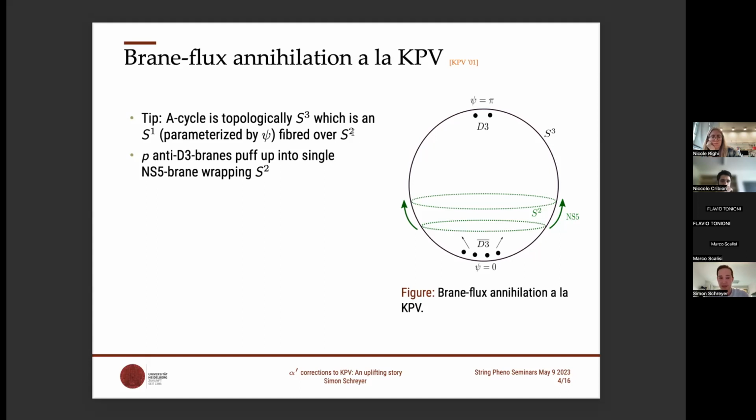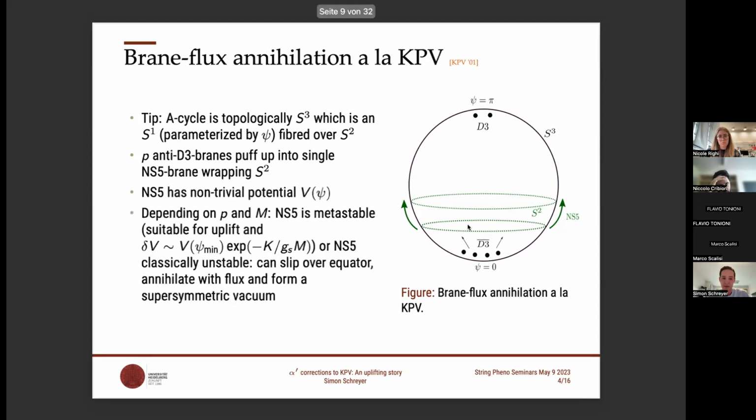an S3, which can be described by an S1 fibered over the S2, and the S1 can be parameterized by this angle psi. At the south pole, psi is 0, and at the north pole, psi is equal to pi. What then happens to these antibranes is that they form an energetically favored state, an NS5 brane, which then wraps this S2 inside this S3.